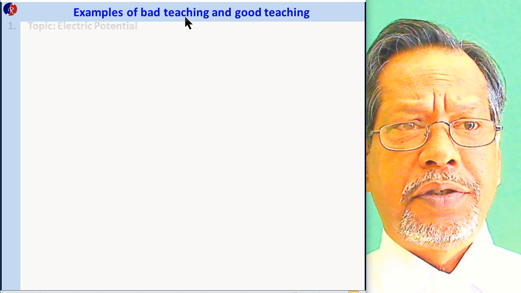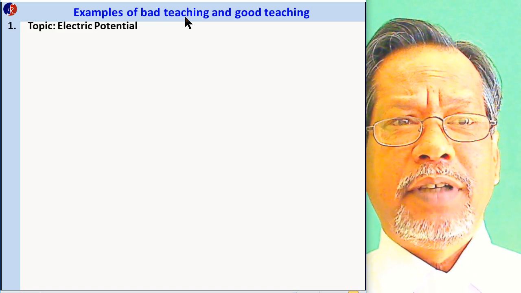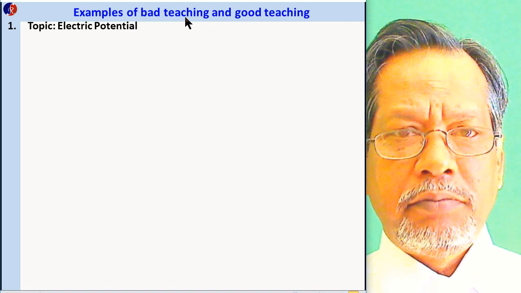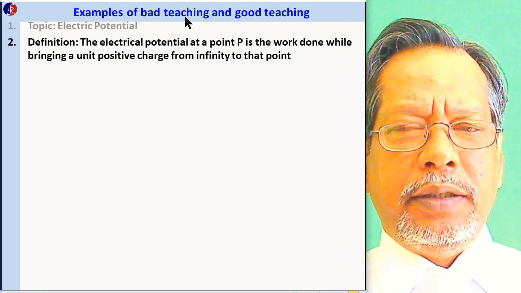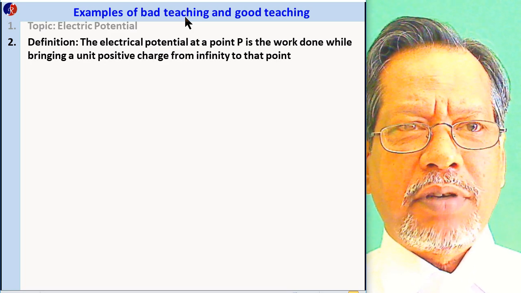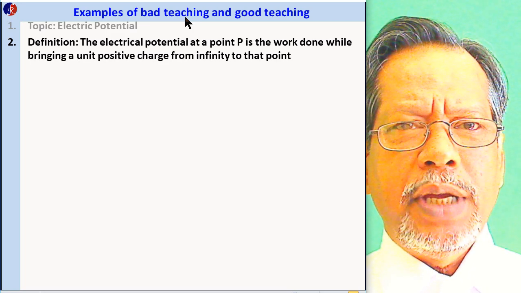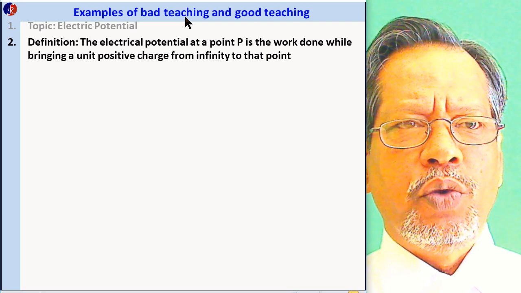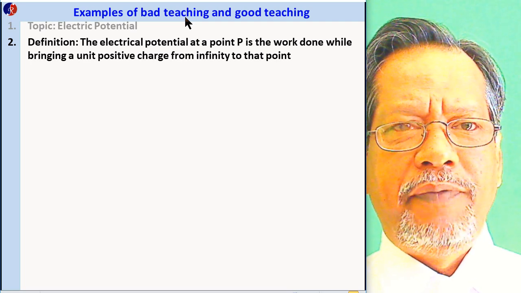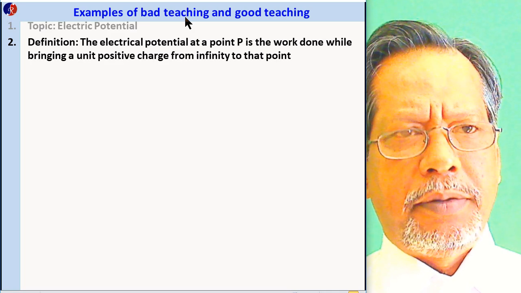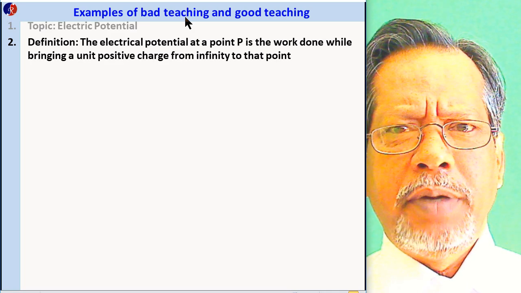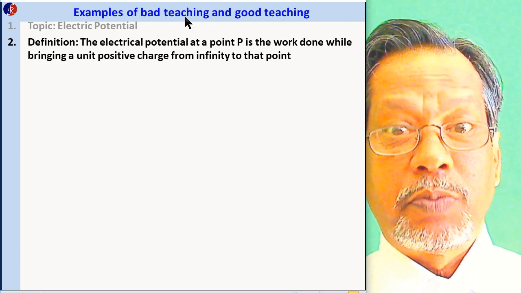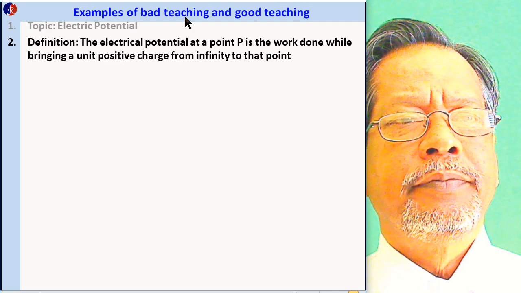Often the teachers go to the class, write a topic, let's say electric potential. Then they define it: the electric potential at a point P is the work done while bringing a unit positive charge from infinity to that point. They just copy it from the book. Not very good books. Some textbooks are not very good, we know that.